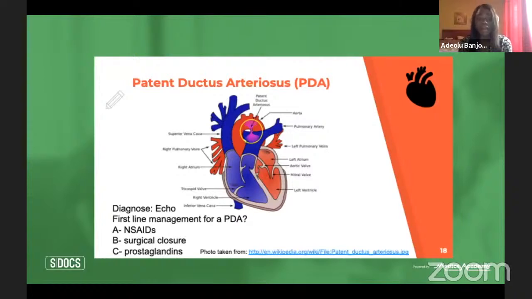So to diagnose, you use an echo, same as you would use for the atrial septal defects and the ventricular septal defects. And what is the first line treatment? The first line treatment is actually A, NSAIDs, and that's because those help close PDAs. However, if you have a particularly large PDA, then you might need surgical intervention, and prostaglandins are actually what maintain PDAs. So for some forms of congenital heart disease, if you want the duct to stay open, then you would use prostaglandins, but to close them, you would use NSAIDs, particularly an NSAID called indomethacin.